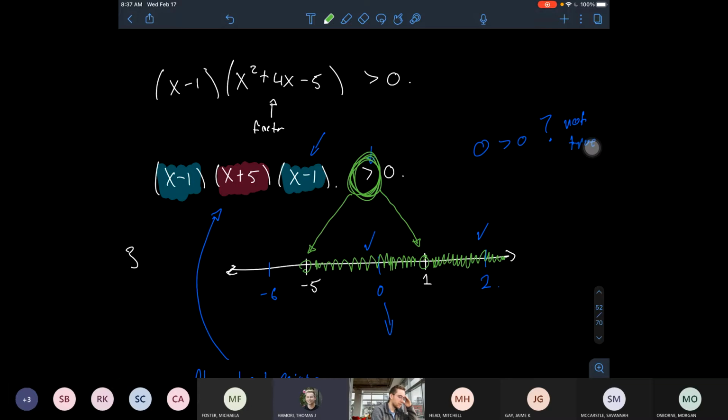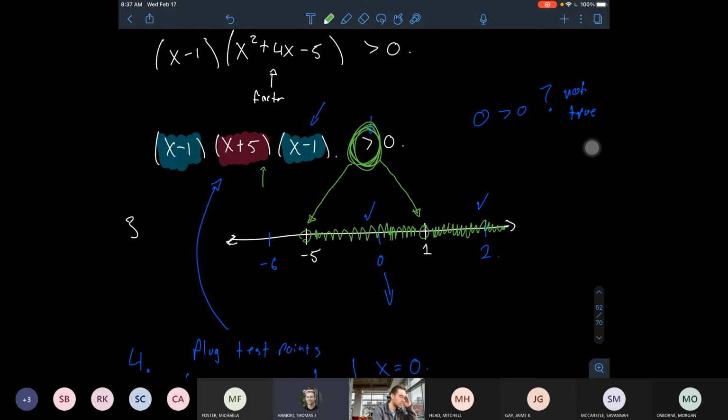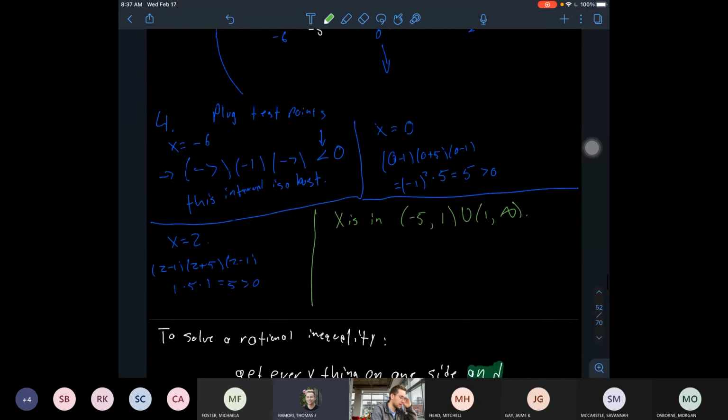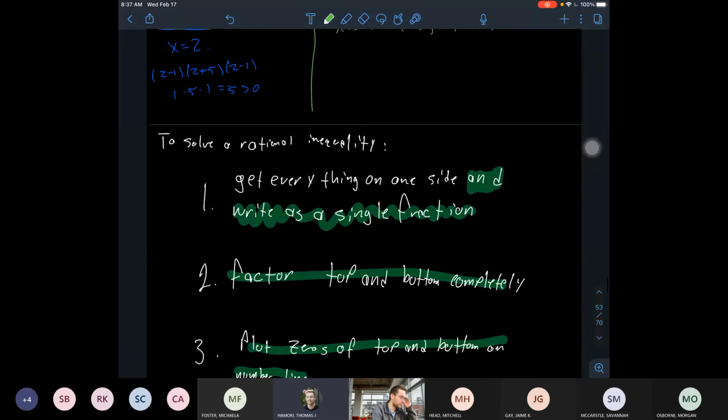Because we know that if we plug in x equals 1 or x equals -5, it's actually going to make the thing equal to 0, right? That's what would happen if we plugged in one of those numbers. And we want to know what x values can we plug into this function and get something which is strictly larger than 0. And since 0 is not larger than 0, we don't include those points. Okay, so that was how we did that one.